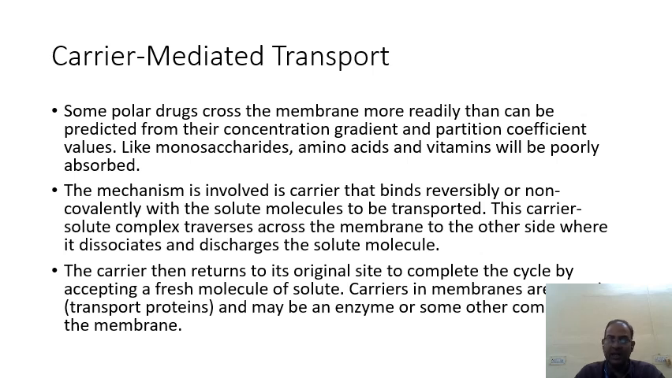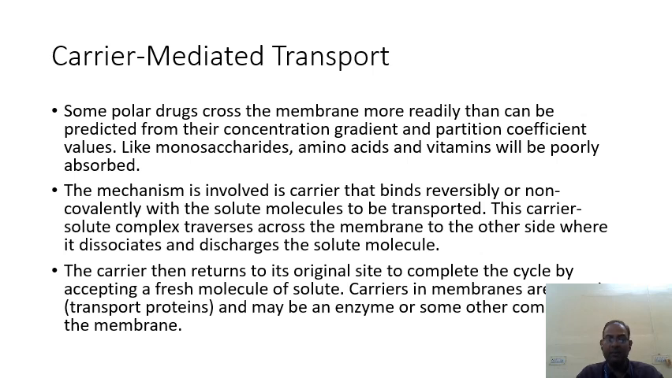So what happens here? The drug molecules will be binding to the carrier non-covalently, meaning a loose bond, which is responsible for transport from this region. This carrier solute complex traverses across the cell membrane to the other side, where it dissociates and discharges the solute molecule. The carrier then returns to the original site to complete the cycle by accepting a fresh molecule of the solute.